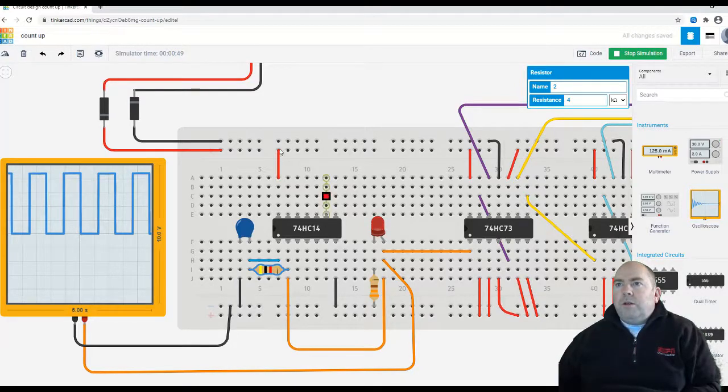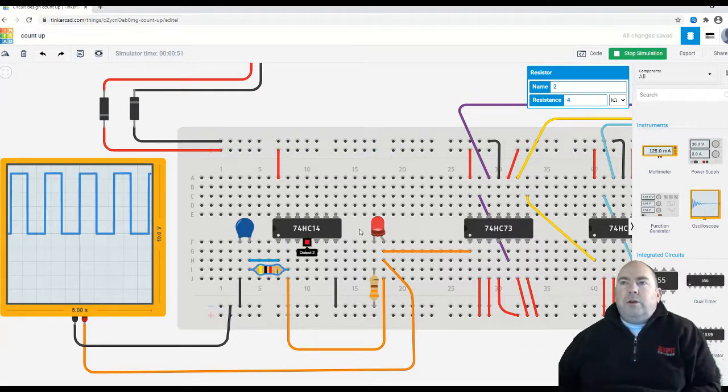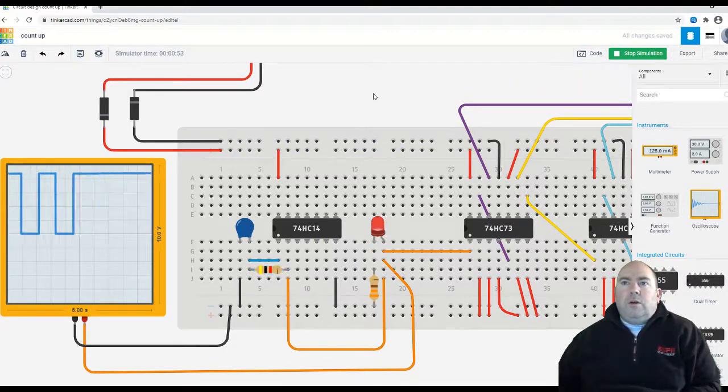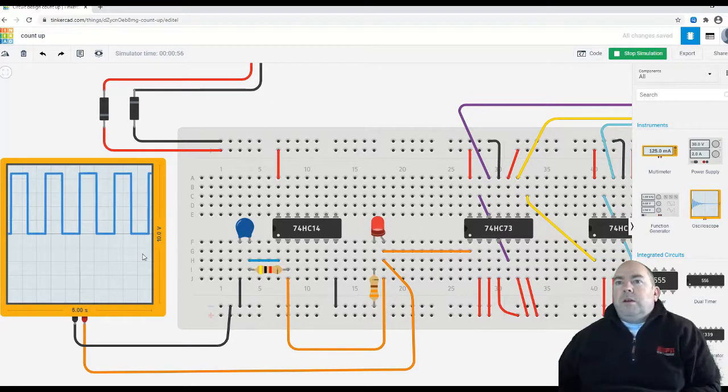Okay, so that is the clock signal that we will use for these circuits. Or it is one possible clock signal we could use. I'll show you how to do something else in a little bit. So I'll just leave that running.